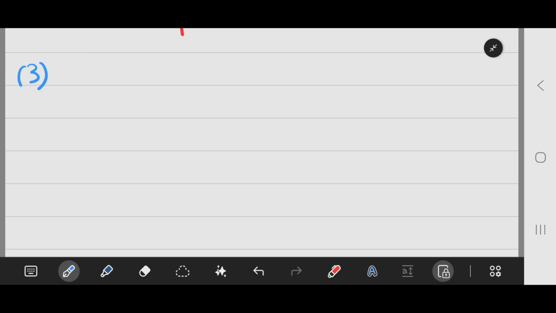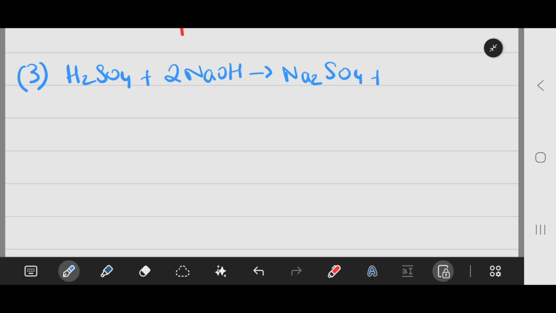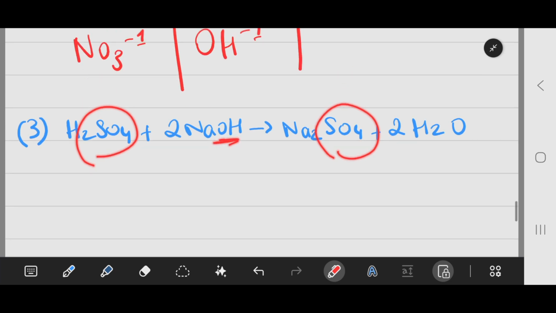This is example number 3. Sulfuric acid, H2SO4, plus 2NaOH will give me Na2SO4 plus 2H2O. Okay, so I'm dealing with two different radicals here. One is sulfate and one is OH minus 1.